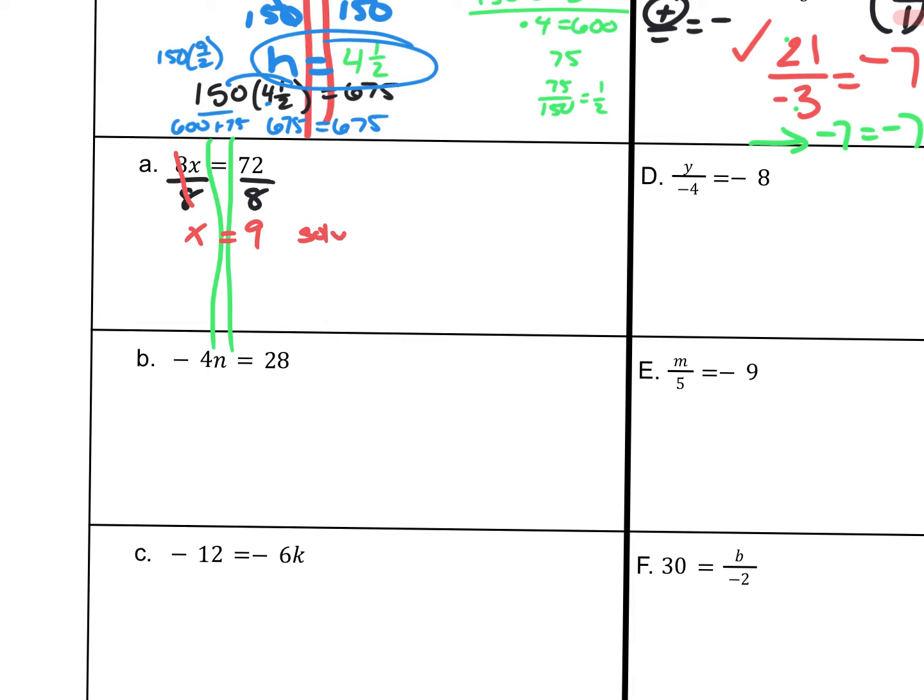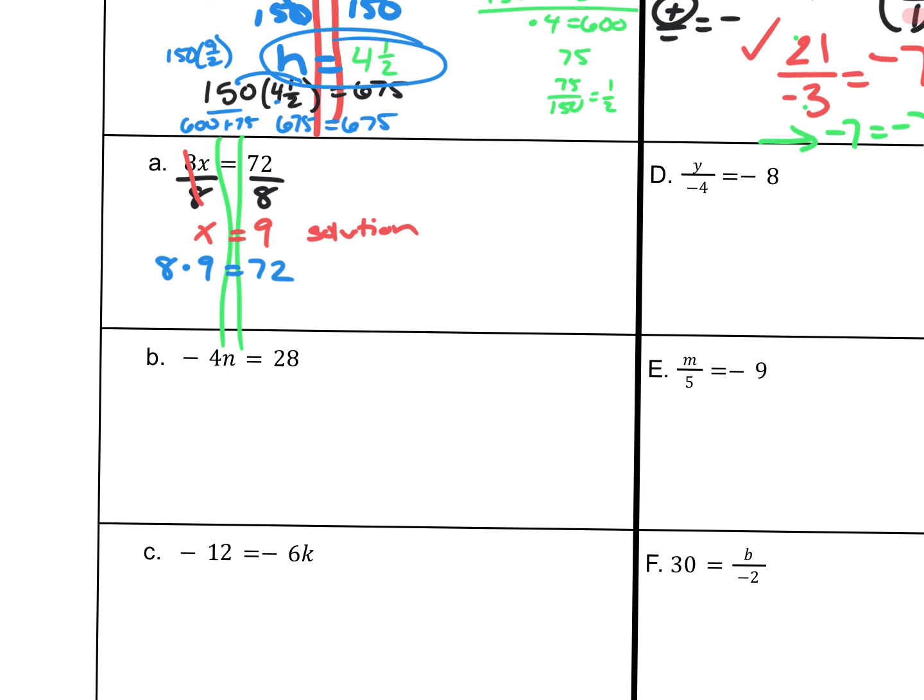This is my solution, but I have to actually check that it works by plugging it back in. 8 times 9 should be 72. And I actually do the math. 8 times 10 would be 80. So 8 times 9 is 72, which makes my solution correct.